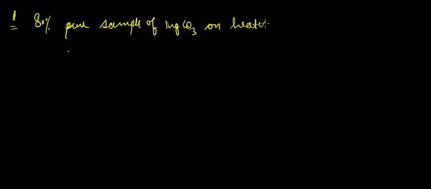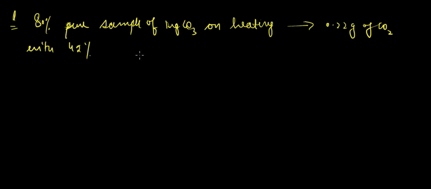So if an 80% pure sample of MgCO3 on heating produces 0.22 grams of CO2 with 42% yield of reaction, then you have to calculate the mass of impure sample.